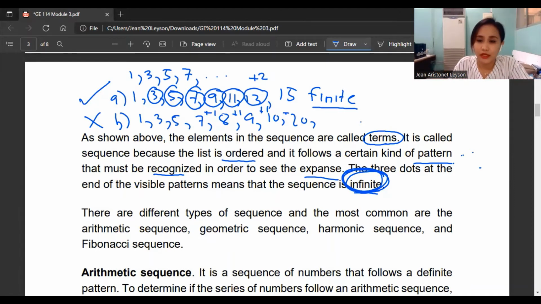By the way, the three dots after the last term that can be seen here are read as "and so on." So, 1, 3, 5, 7, and so on. But if you do not see the three dots, just read it as it is, 1, 3, 5, 7.